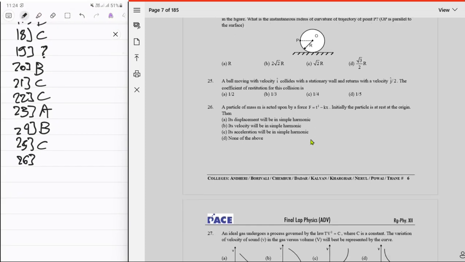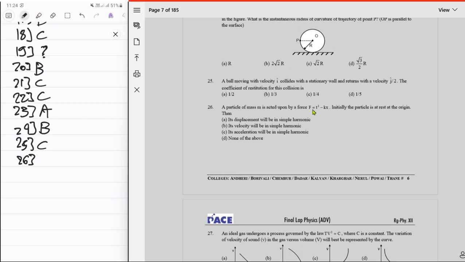Okay, a particle of mass m is acted upon by this force. Initially, the particle is at rest at the origin. Then the force is given. Okay, cool. Its system will be simple harmonic, like t squared plus kx. What is t? It's like time.